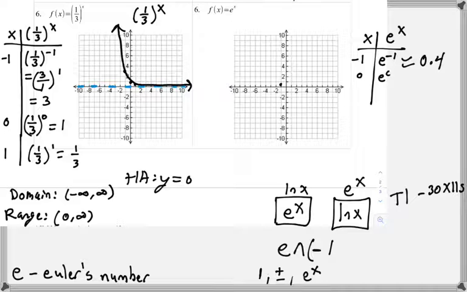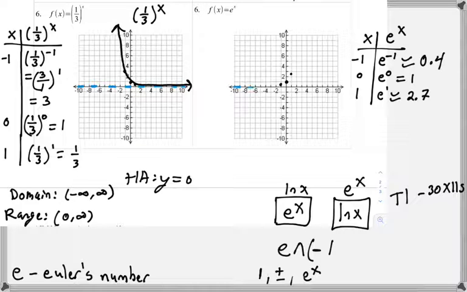Okay, e to the 0 is easy. That's just going to be 1. Okay, and then we're going to do e to the first power. And e to the first power, e is approximately 2.71, etc. We're going to just use 2.7 for our graphing. So that gives us our 3 points.